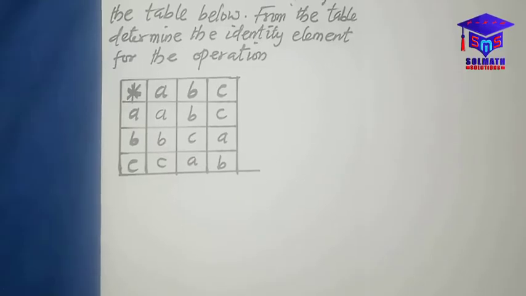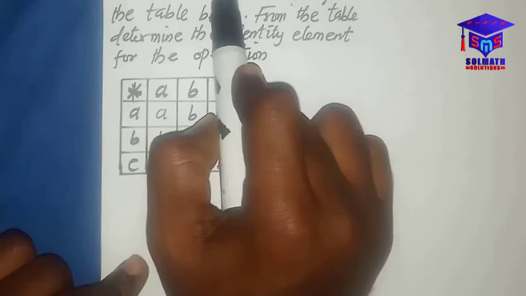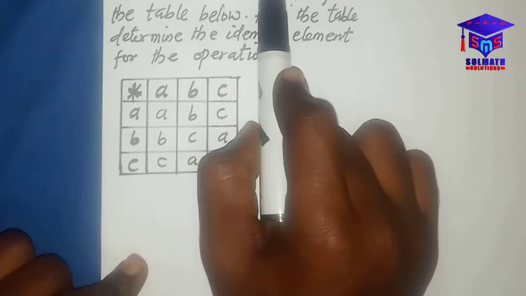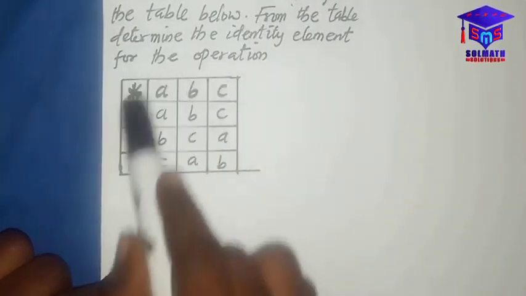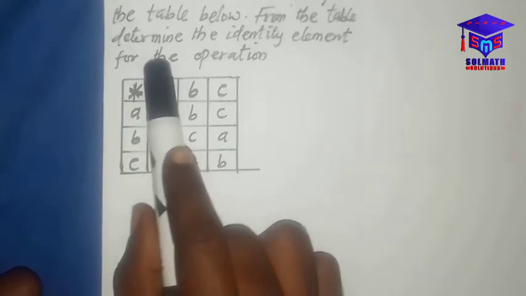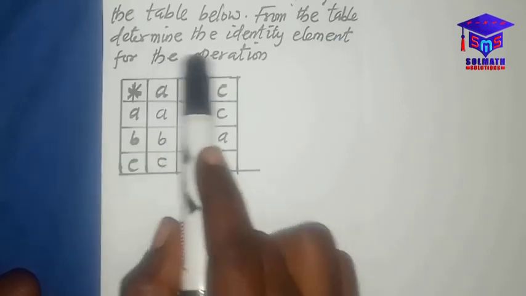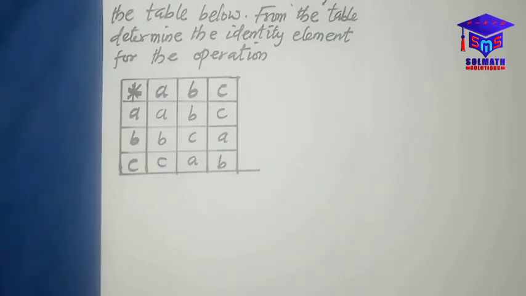Now let's take another example. This one says that the operation star is defined on the set T. It contains these elements given by the table below, this table we have over here. And the question is saying that from the table, you should determine the identity element for the operation.